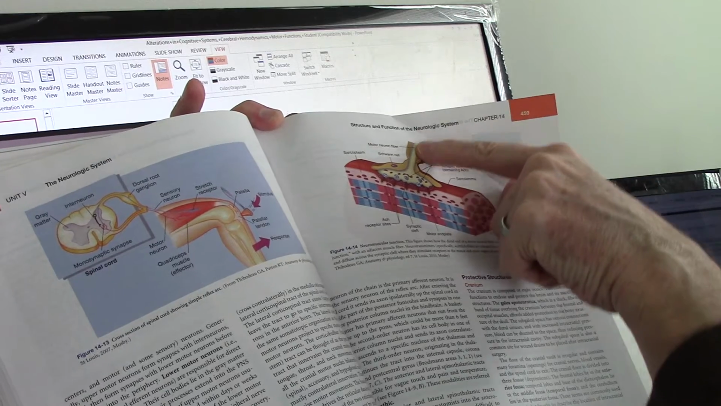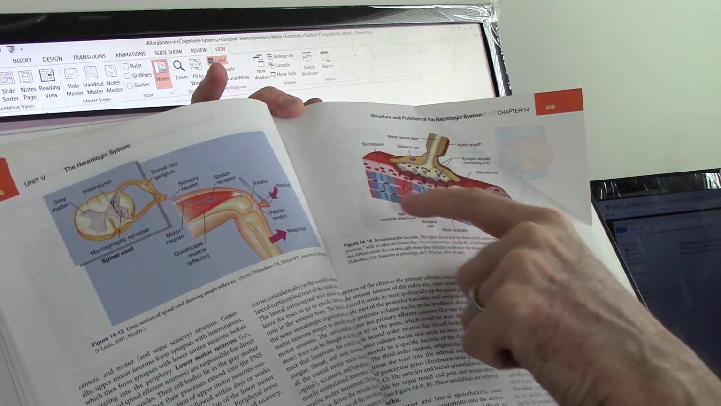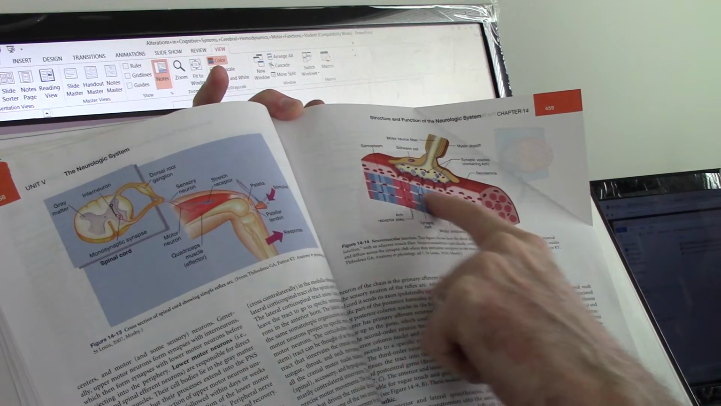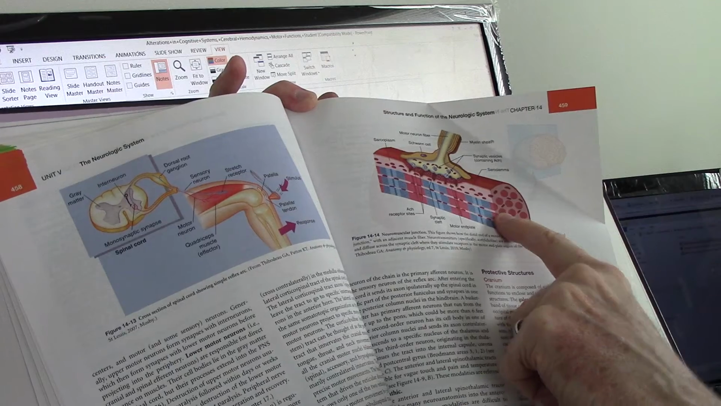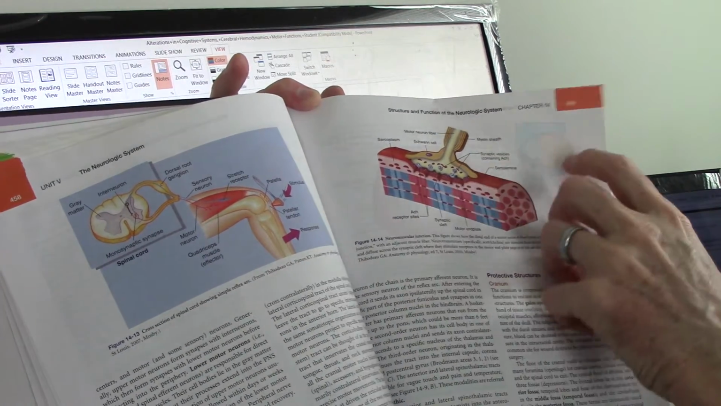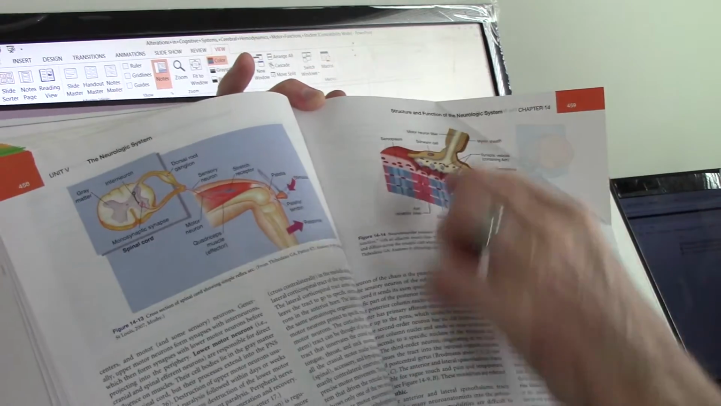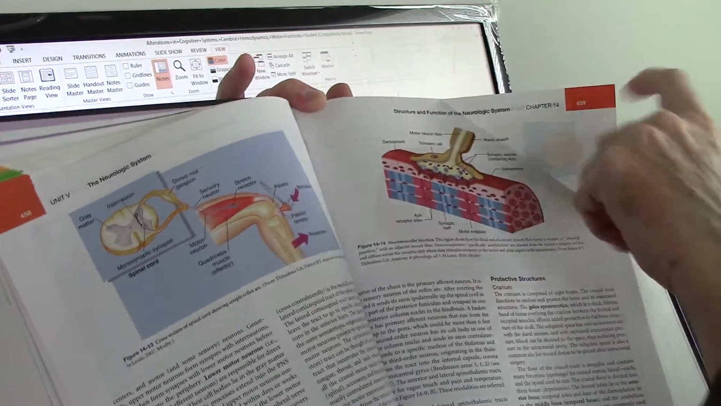There's the axon coming down. Here is the terminal of that. And then here is a muscle fiber, or a muscle cell, and you'll notice that there's again the synapse and the neurotransmitters going across that synapse, and when they hit that muscle in a healthy person, the muscle will contract.